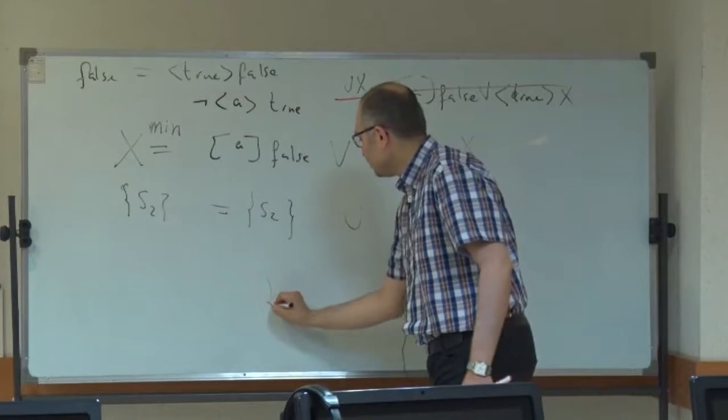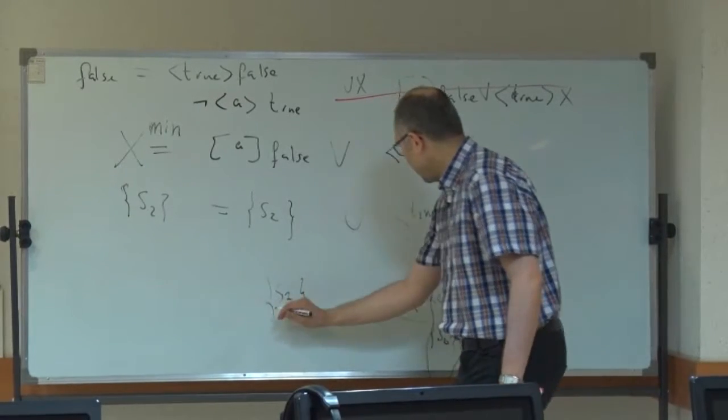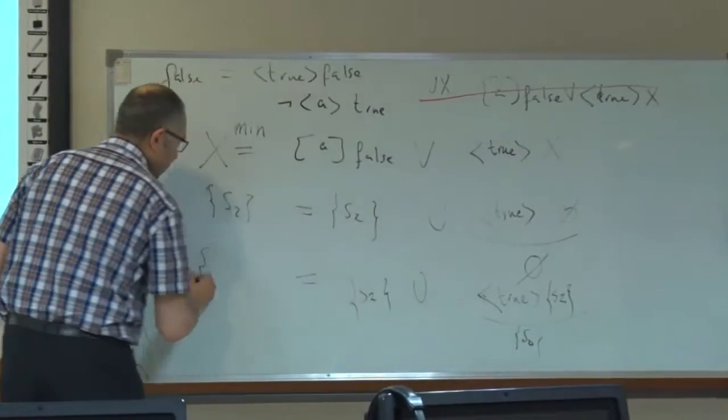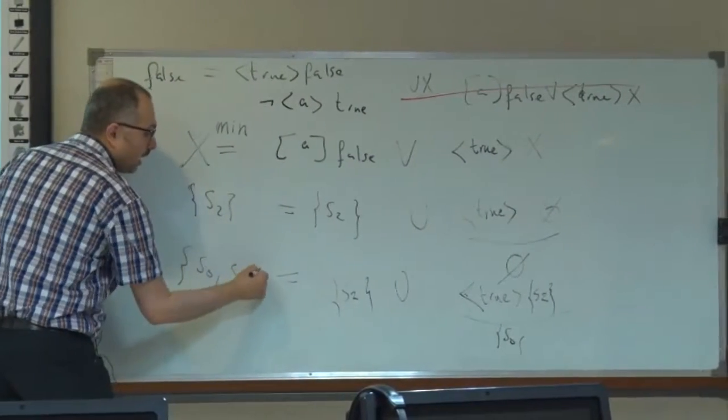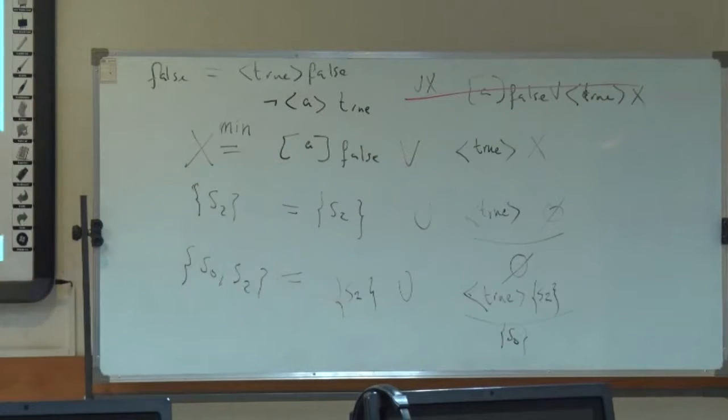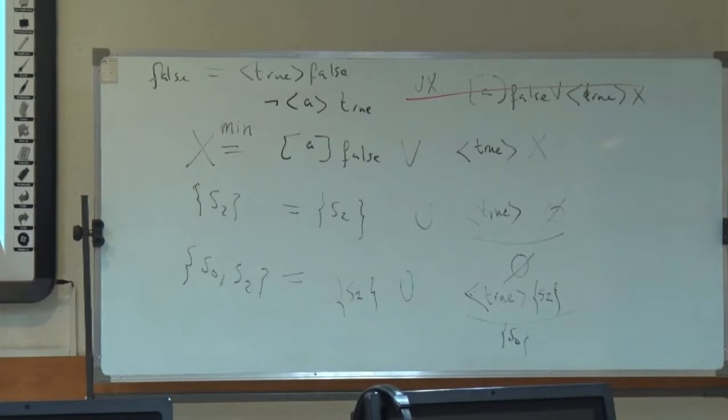We had it already, S2, right? S2 union with S0 is S0 and S2. I started with S0, with S2, I ended up with S0 and S2. So this is not yet a fixed point. I need to iterate once again.